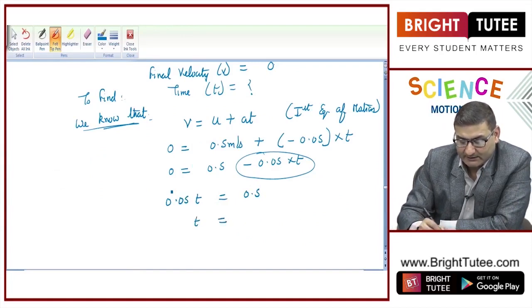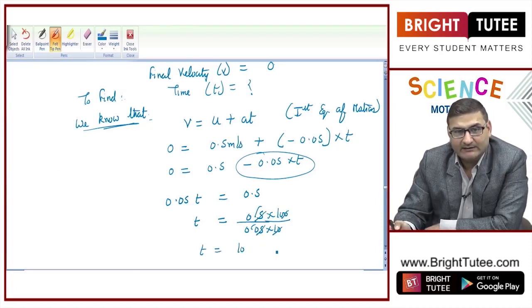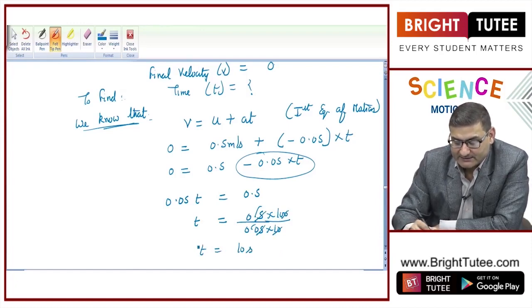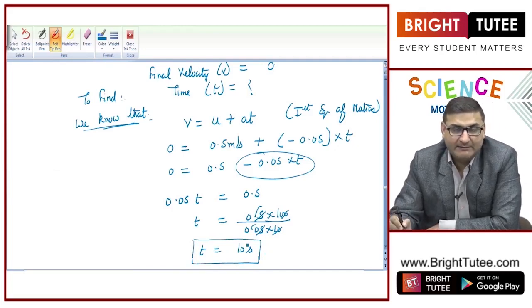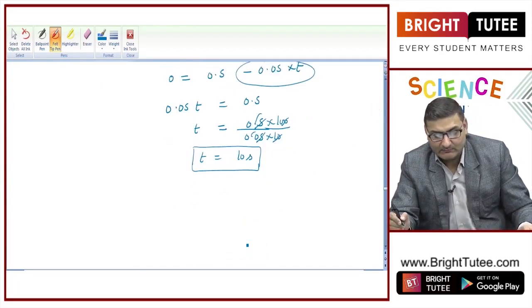Now, keeping t here and bringing 0.05 to the denominator side, removing the decimals, multiply by 10 in the denominator, and multiply by 100 in the numerator. 5 and 5 are cancelled out, 0 and 0 are cancelled out. So, the answer is 10, and we are calculating time. So, the answer is 10 seconds. Got it? So, this much will be the time taken by this particular object to stop. Clear? Let us take more examples.